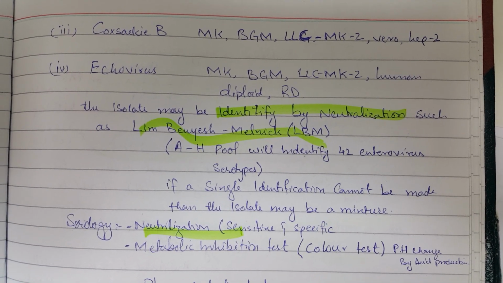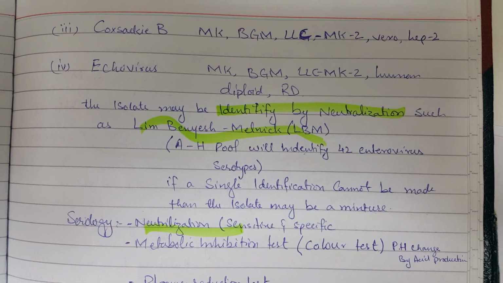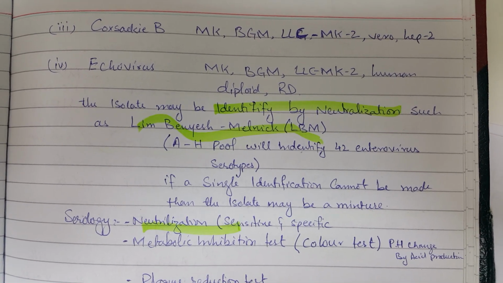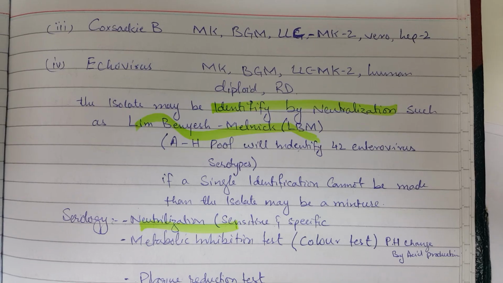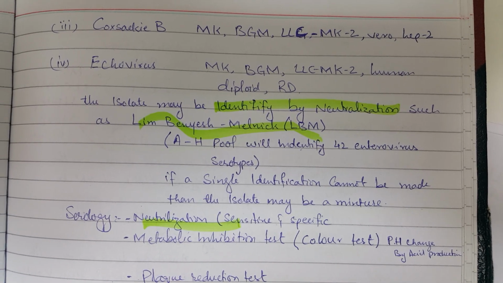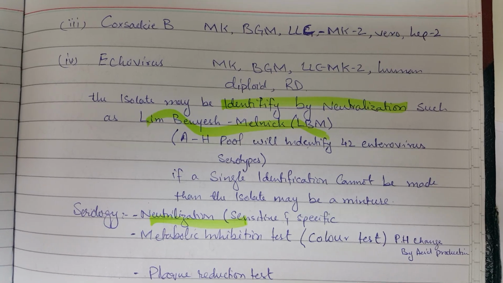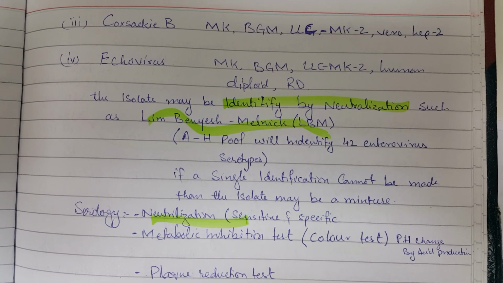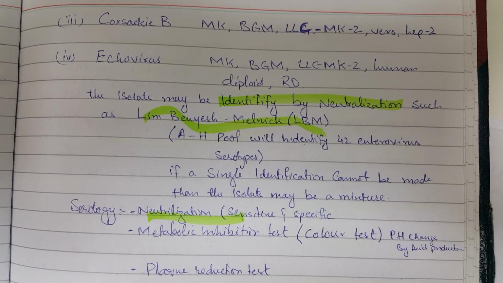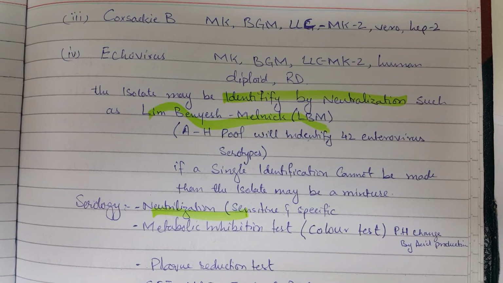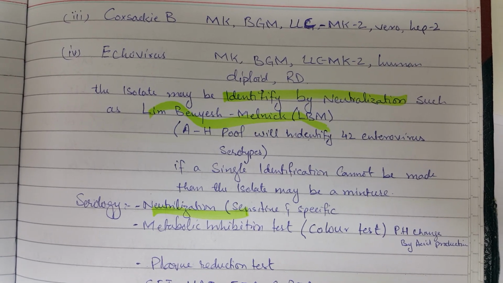Isolates may be identified by neutralization, such as the Lim-Benyesh-Melnick A to H pools, which will identify 42 enterovirus serotypes, but if a single identification cannot be made, then the isolate may be a mixture. In serology, neutralization is the more specific and sensitive method.